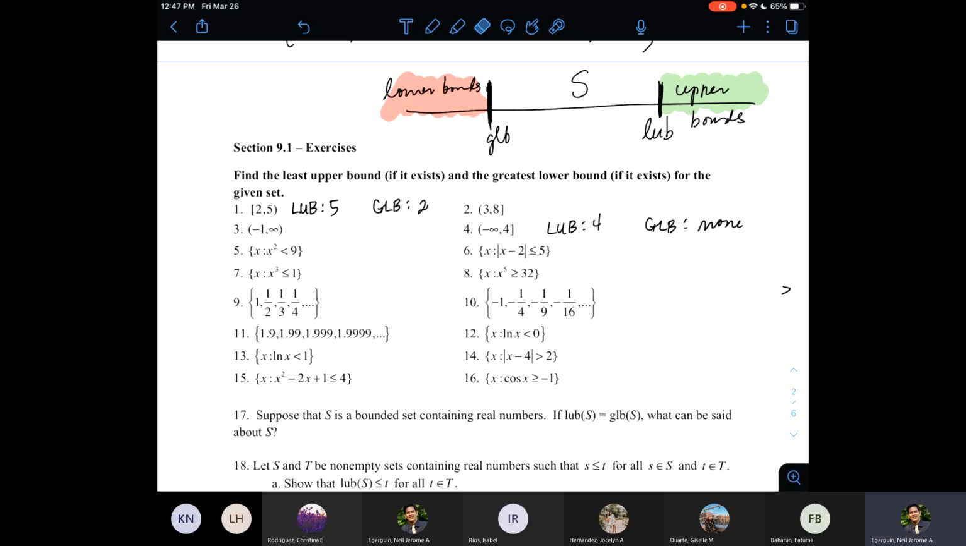Okay, how about, let's see. How about problem 9? LUB and then GLB.